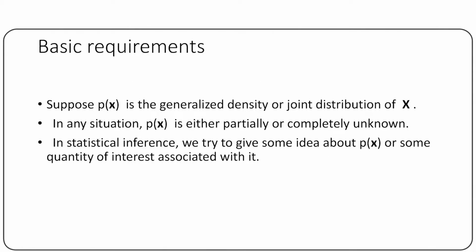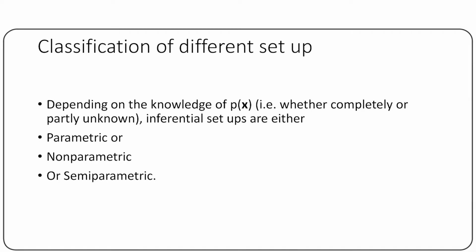Now, for further development, assume that Px is the generalized density of data. That is, Px may be a probability mass function or a probability density function. In any situation, Px is either partially or completely unknown. In statistical inference, we try to give some idea about Px or some suitable function or functional of Px. Depending on the amount of knowledge of Px, inferential setups are either parametric or non-parametric or semi-parametric. So, the natural question is, how do we distinguish different inferential setups? We discuss one by one.